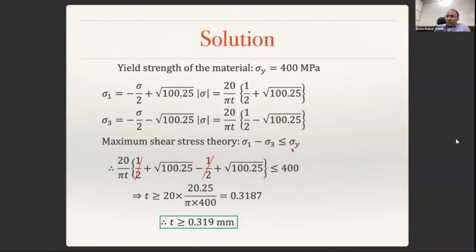Now I would like you to do this as a homework problem: instead of factor of safety 1, if I change the factor of safety to be 2 or 3, what should be the value of this according to maximum shear stress theory and according to the distortion energy theory? Okay, is that clear? Yes, sir. Clear, sir.